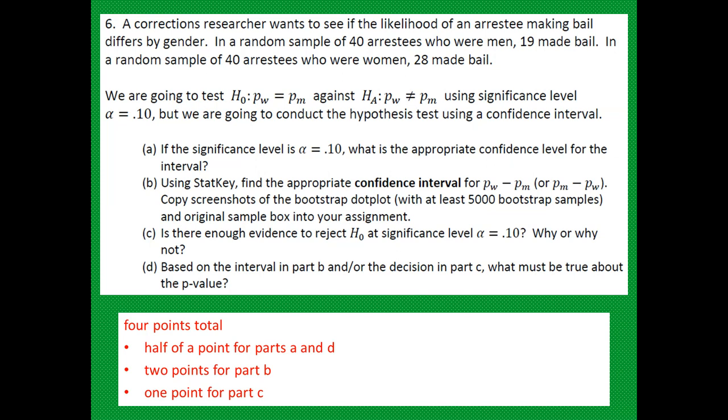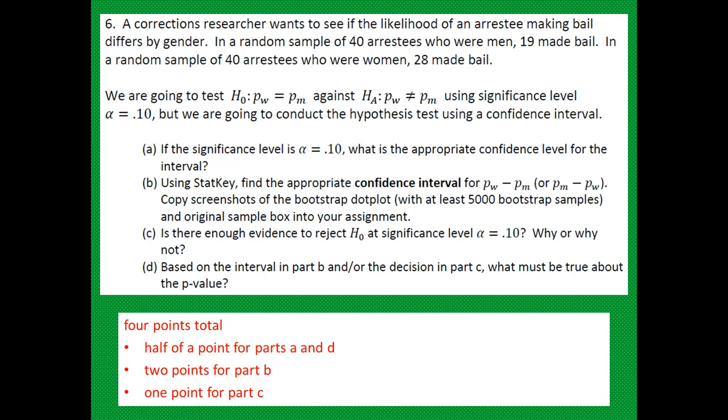That's worth 2 points. Half a point for having the correct StatKey option, the correct type of confidence interval that you need. Half a point for having a dot plot with at least 5,000 bootstrap samples, not randomization samples. Half a point for setting up the percentiles correctly, and half a point for the data entry, original sample box. Part C, that's worth 1 point, and you can figure out how it works. It's half a point for the yes or no, half a point for the why or why not.